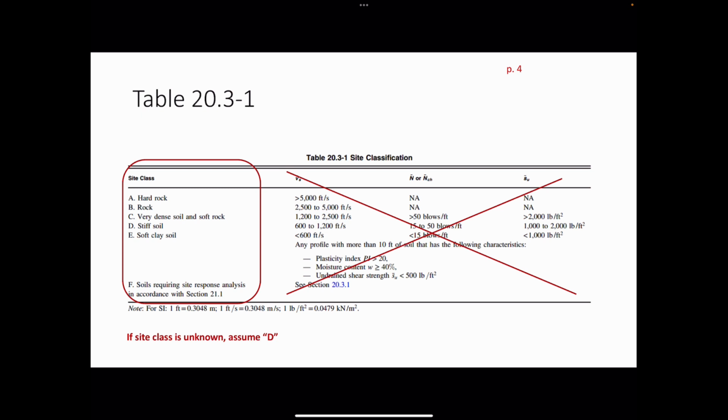If the site class is unknown, which is often the case early on in a project, the code says to assume site class D. So that's not uncommon. A lot of times we start calculating our loads before that geotechnical report has come in. And so it's pretty common to proceed with your calculations assuming site class D, and then later on when that geotechnical report comes in, if it says it's actually C, that's good news, because then you can go through and update your calculations and get some reduced seismic loads for your building.